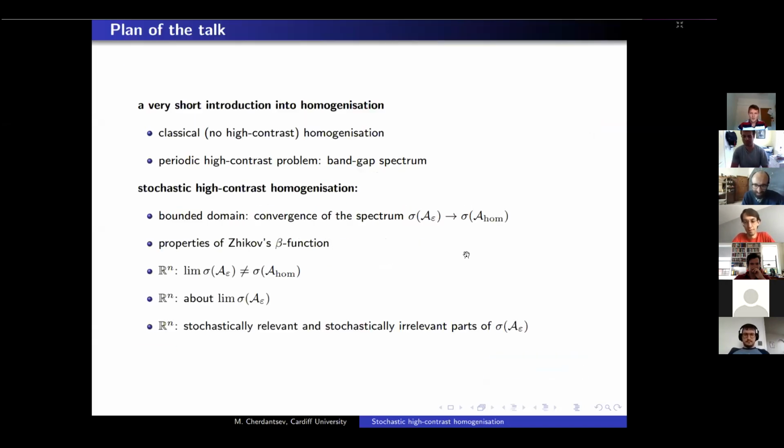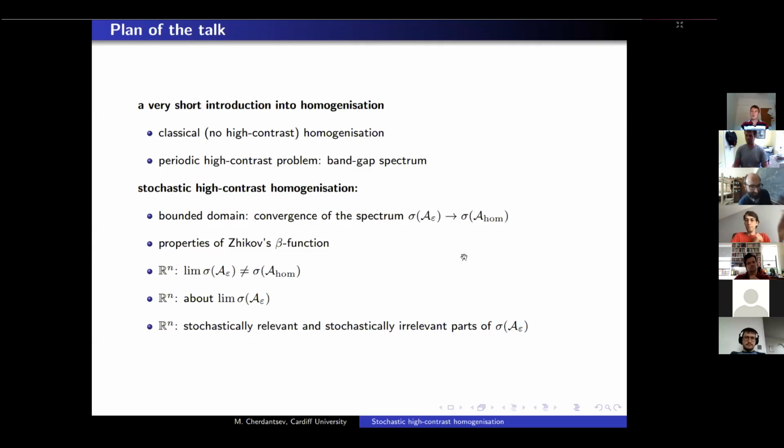So this is the plan of the talk. First, I will give a very short introduction into homogenization, classical and high contrast homogenization. Then I will speak quickly about the periodic high contrast problem and about the bandgap spectrum. And then I will move on to stochastic high contrast homogenization.